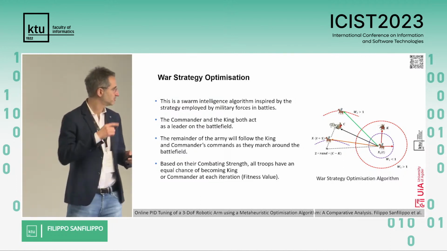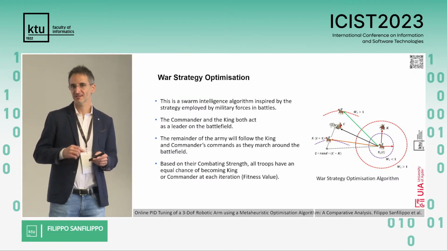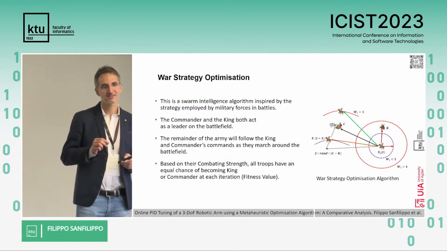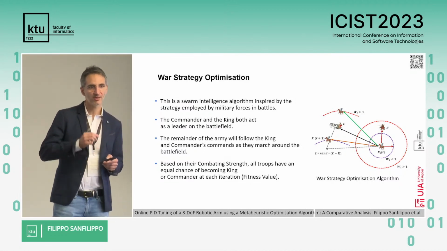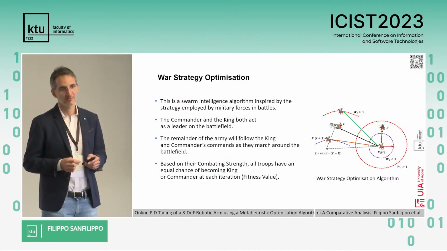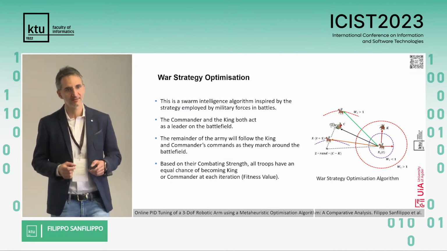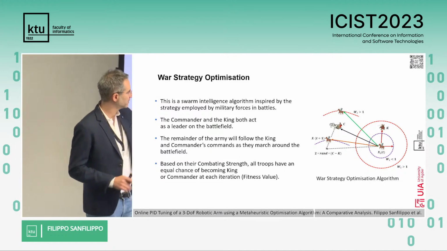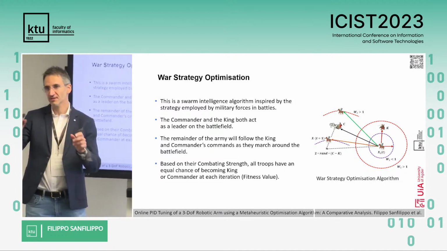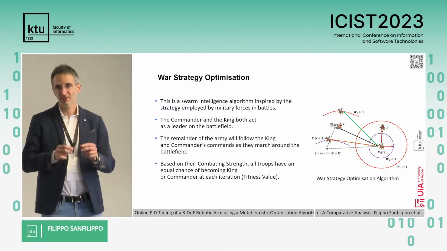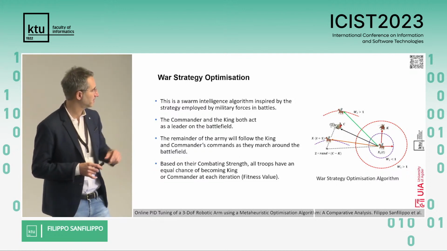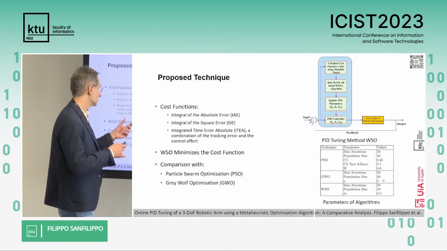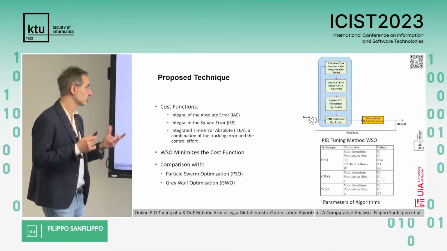And at each iteration, we assess the fitness of all the soldiers. Each soldier has the same chance to become a commander based on how strong, how fit the soldier itself is. And basically by leading the army through our search space, we try to find the optimal maximum or minimum, the global one.